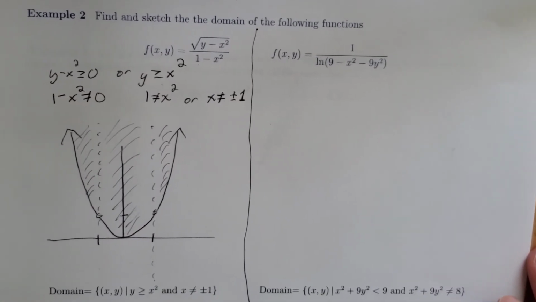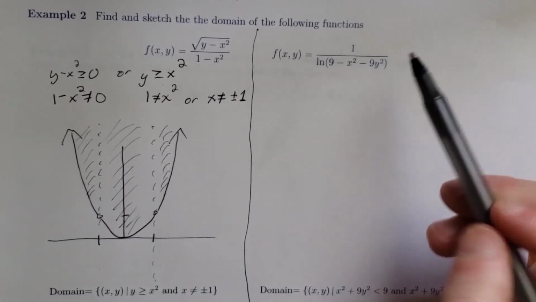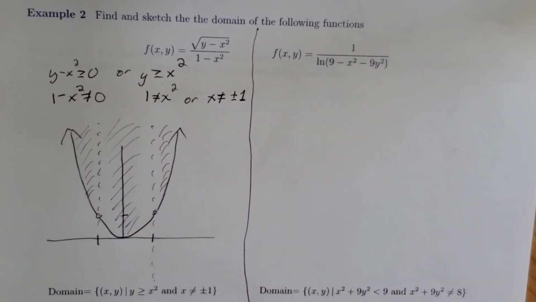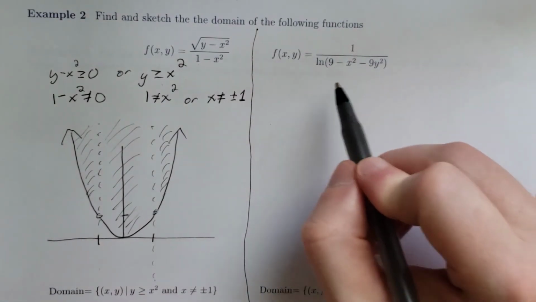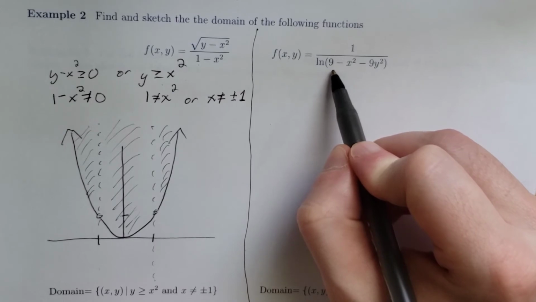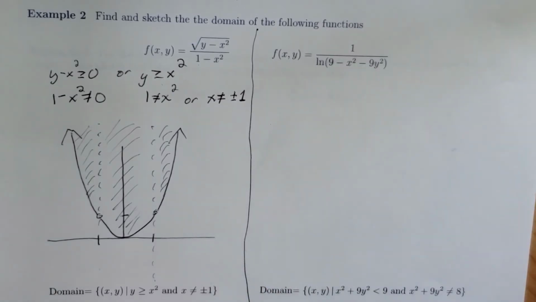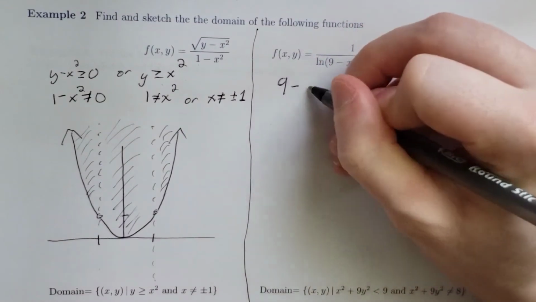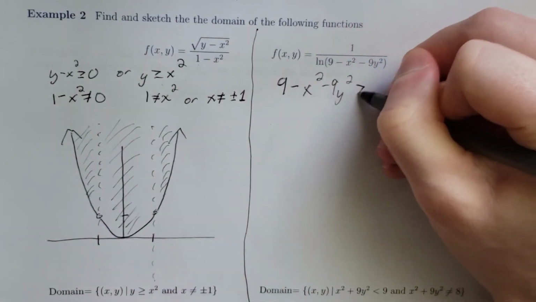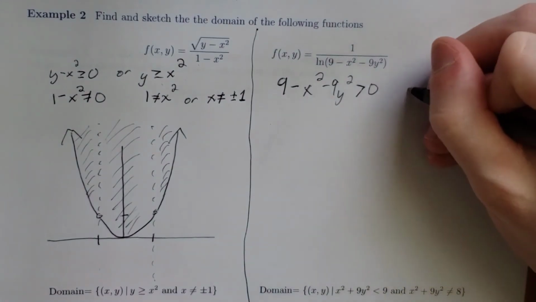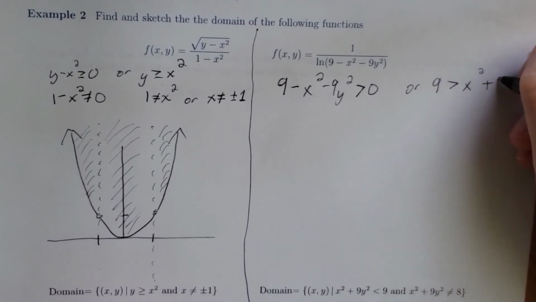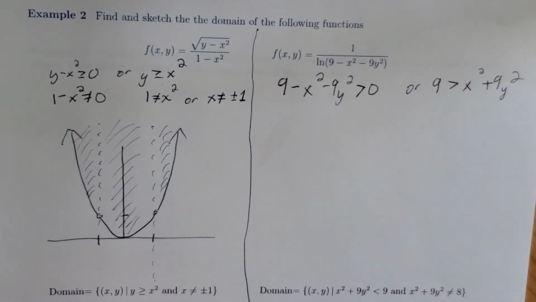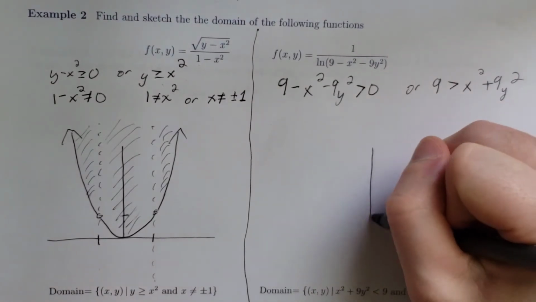Okay, let's try f of x, y is equal to 1 over the natural log of 9 minus x squared minus 9y squared. Well, we cannot have anything that is negative or 0 inside a natural log. So we need 9 minus x squared minus 9y squared to be greater than 0. Or in other words, 9 is greater than x squared plus 9y squared. Okay. Let's go ahead and start drawing that here.